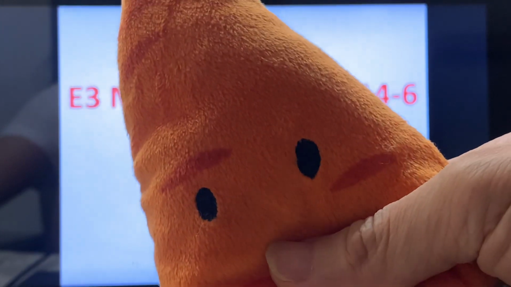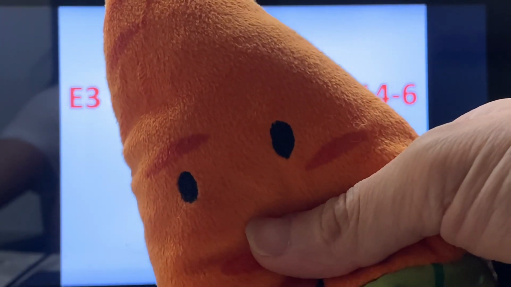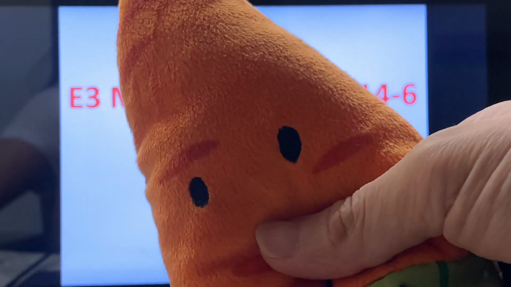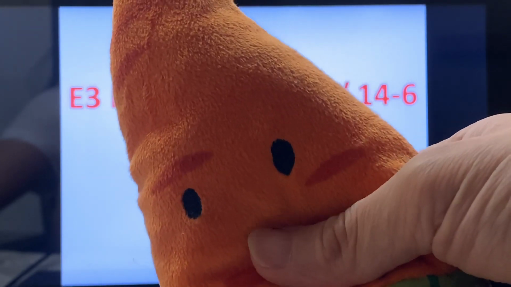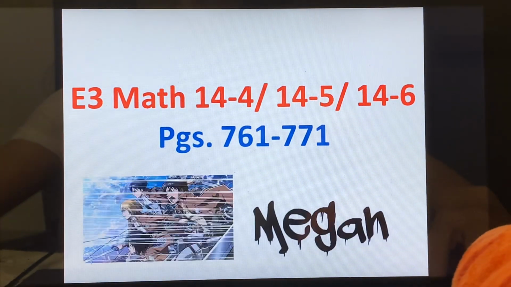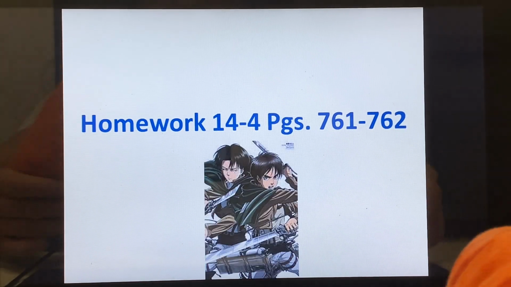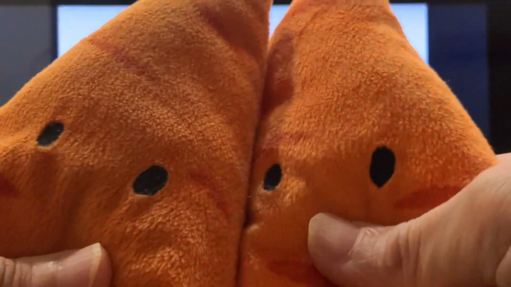Today, we're gonna do some part of 14-4, the whole part of 14-5, and some part of 14-6. Now have your books open on page 761. Here we go.